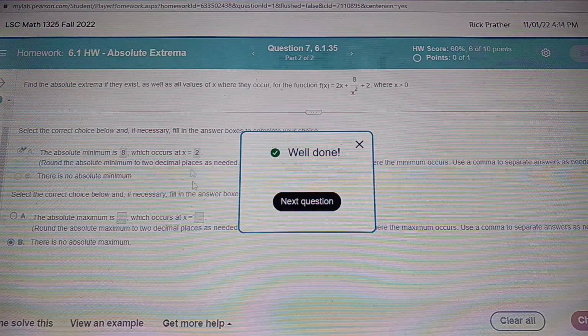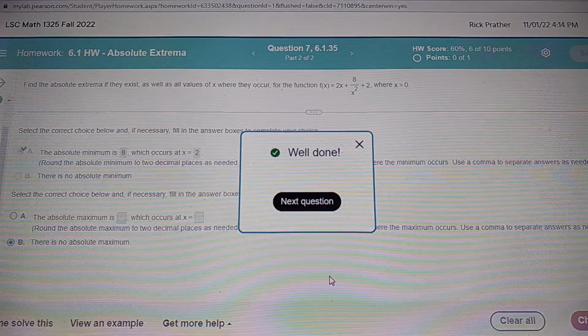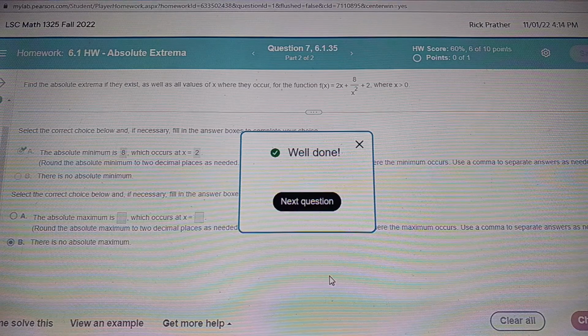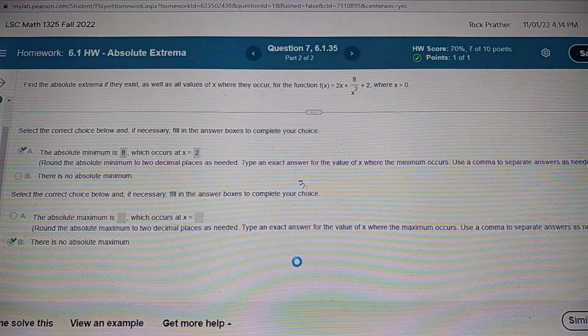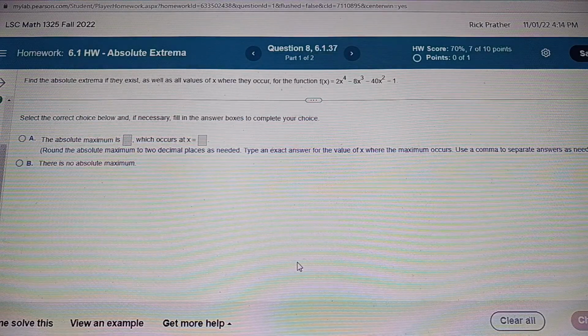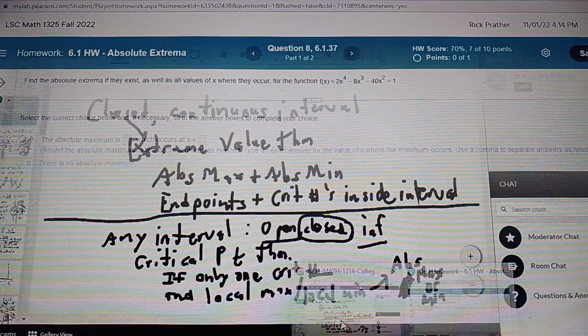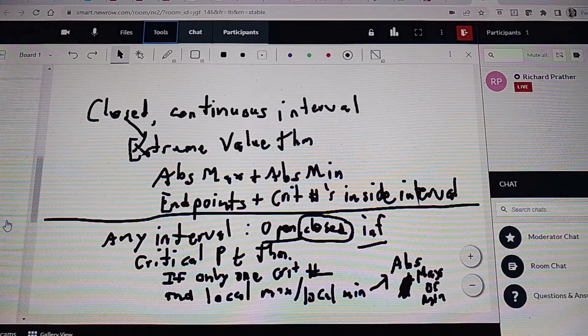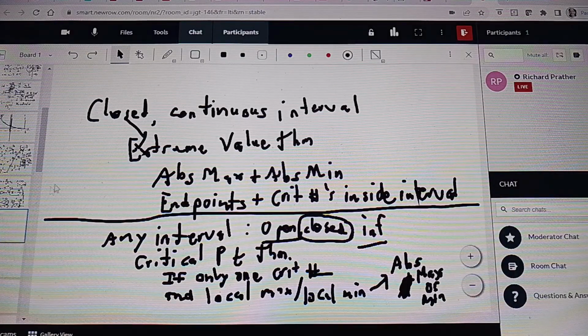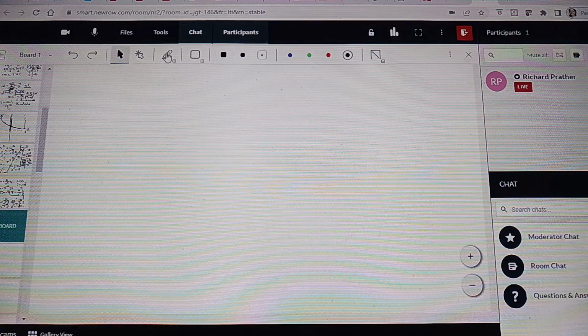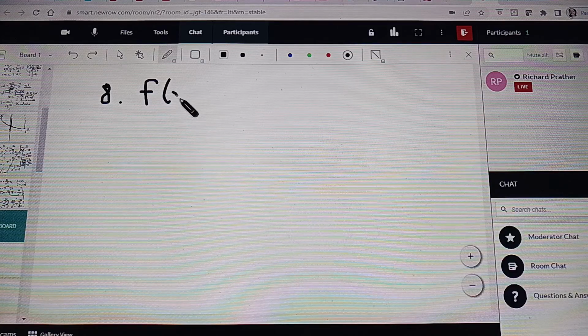But you're never going to get both of these answers if you're using the critical point theorem. It's only going to help you get one answer because the whole key is there can only be 1 critical number in the interval. And therefore, you can only get one or the other, not both. So let's try this for number 8. And then our 9 and 10 are business application problems.